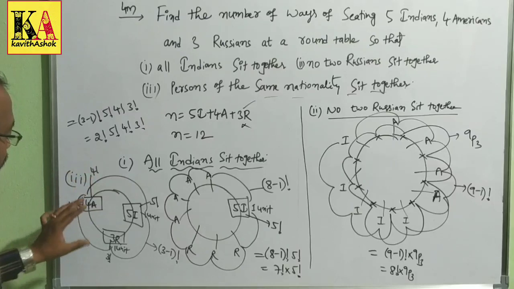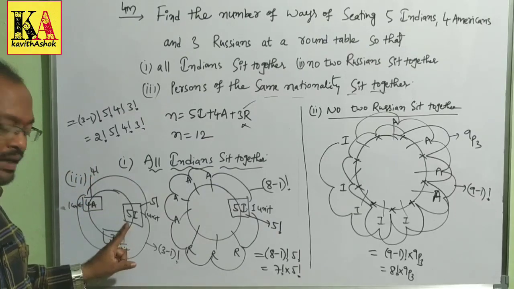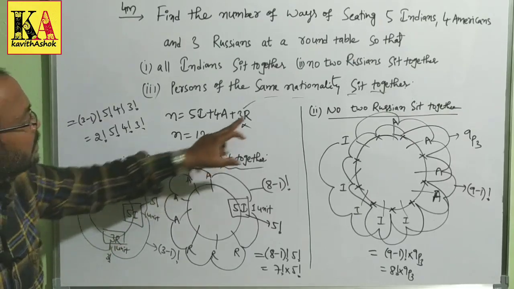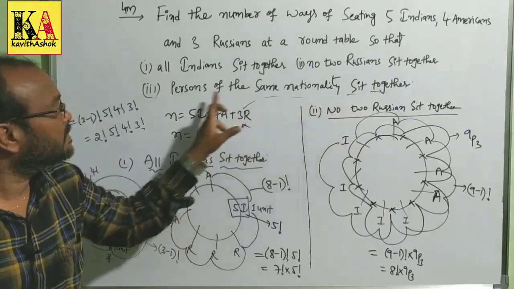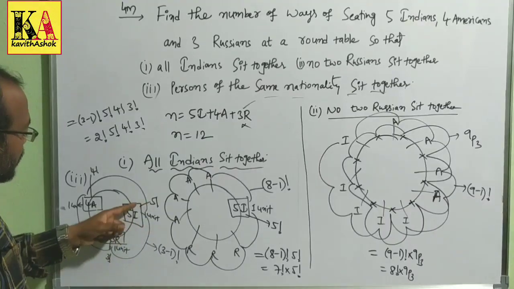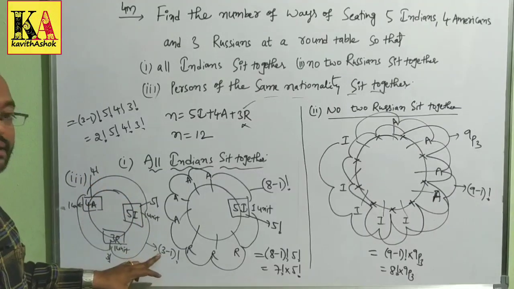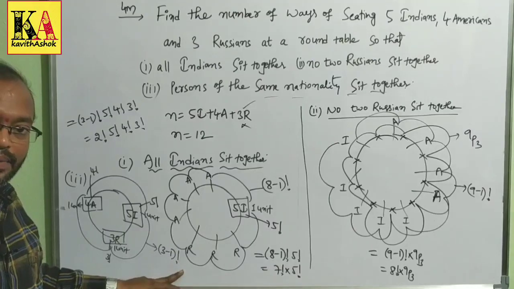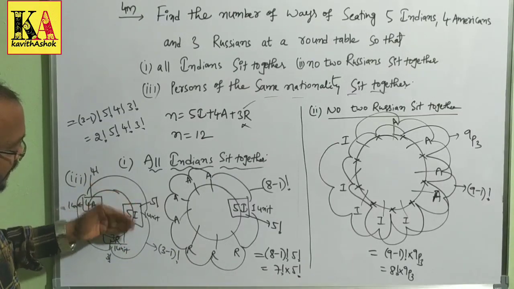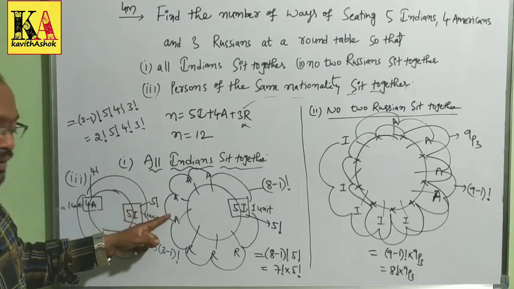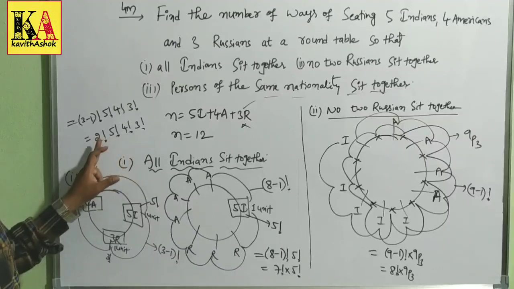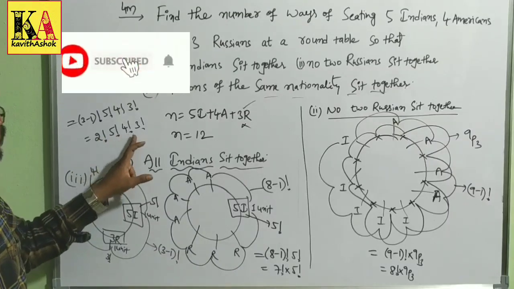Once again, first consider 5 Indians as 1 unit, 3 Russians as 1 unit, 4 Americans as 1 unit. Why? Because all persons of the same nationality sit together. So, for the same nationality, we have considered them as 1 unit. So, total 3 units are there. 3 units can be arranged in 3 minus 1 factorial ways. Why? Because that is a circular permutation. Now, 5 Indians individually can arrange themselves in 5 factorial ways, 4 Americans in 4 factorial ways, 3 Russians in 3 factorial ways. The total arrangements will be 2 factorial into 5 factorial into 4 factorial into 3 factorial.